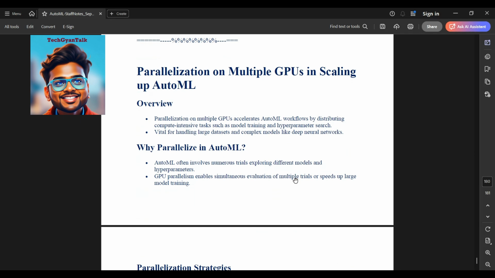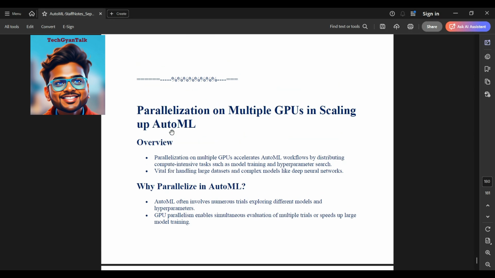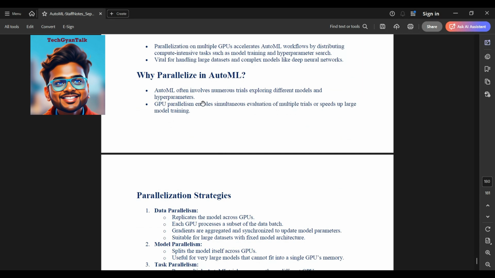Parallelization on multiple GPUs accelerates AutoML workflows, mainly concerned with compute-intensive tasks like model training and hyperparameter search, because they occupy or take away major compute resources. That is why they are mentioned as compute-intensive tasks. And why parallelize in AutoML? AutoML often involves numerous trials exploring different models and hyperparameters.